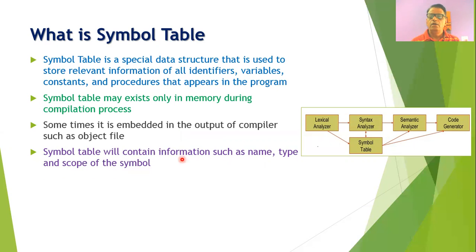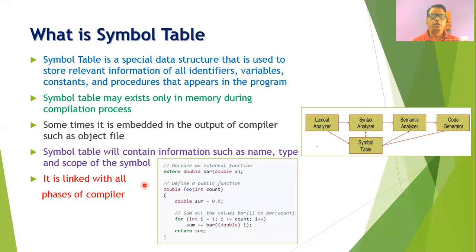Symbol table, as I told you, is a special data structure which will contain information such as the name of the variable, or name of the identifier, or name of the function, its type, and the scope of the symbol, or the existence of the symbol. And the symbol table, as shown in this diagram, is linked with all the phases of the compiler. So every phase of the compiler will require access to the symbol table.